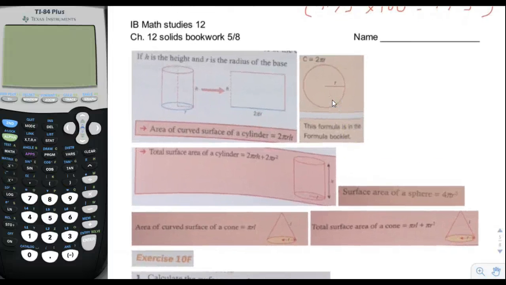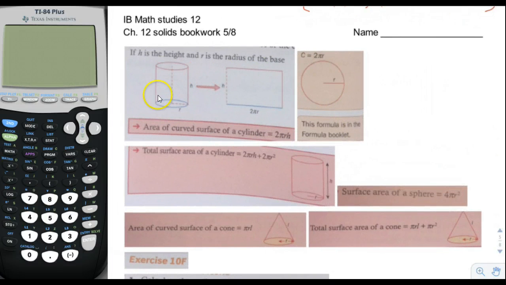Okay, so page 5 of solids. We're just going to review some equations to calculate volume and area. If h is the height and r is the radius of the base, then if we want to find the surface area of a cylinder, we can unroll the vertical part, and it would be a rectangle with height h and width 2 pi r, because the circumference of a circle is 2 pi r. Okay, so the area of this unrolled part is 2 pi r h, because it's a rectangle.